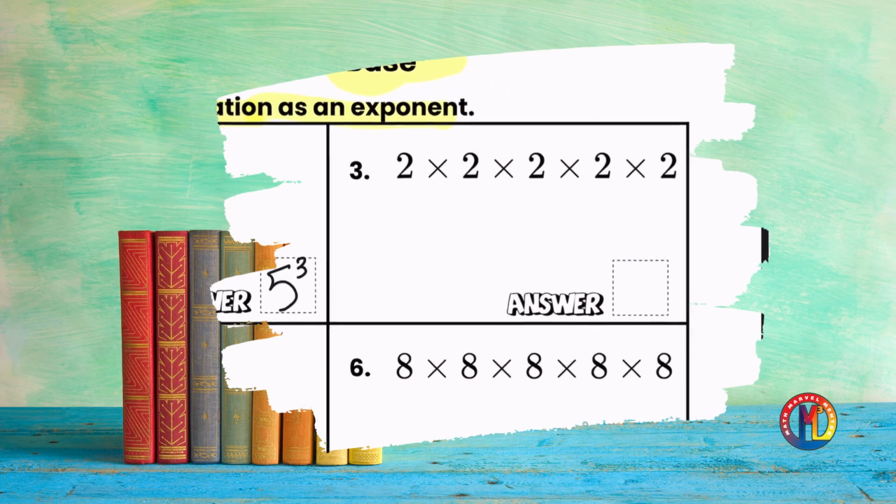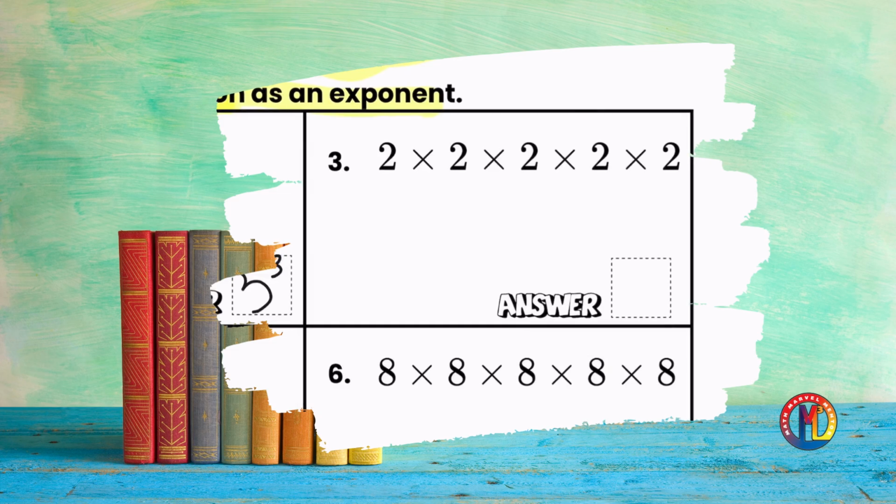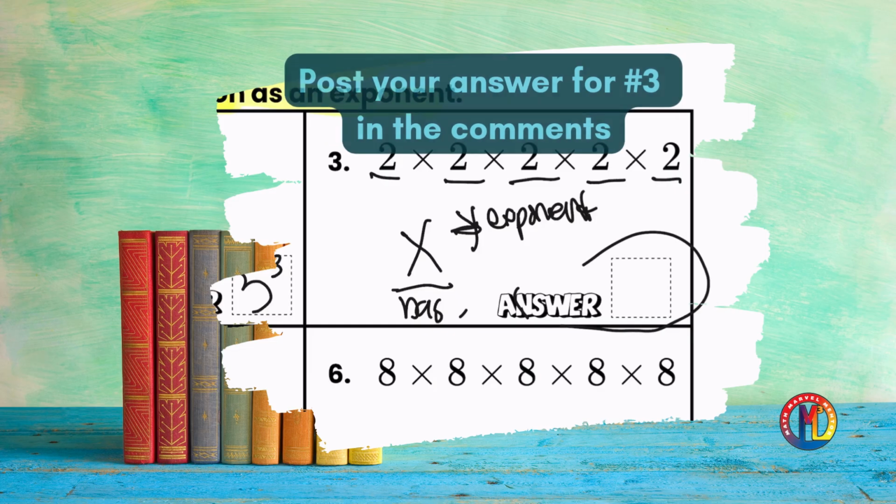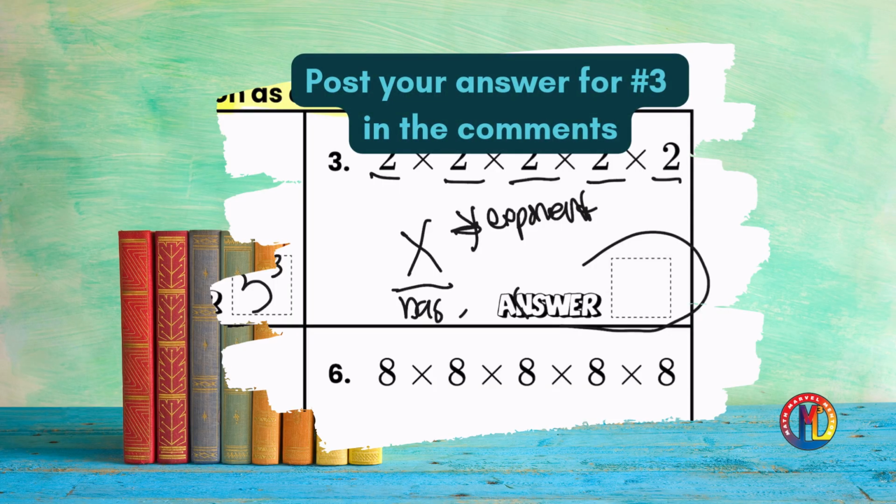Let's have you try one. Go ahead and do number 3. You have 2 times 2 times 2 times 2 times 2. Write it with the base, your big number, and I need to know the exponent, what your little number is. So what is the base and your exponent? Write your answer. If you're working from your workbook, put it in your workbook. If you're doing this on your own, go ahead and put your answer in the comments, and we'll see if you got it right.